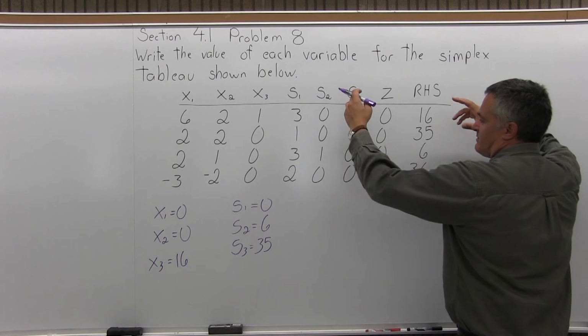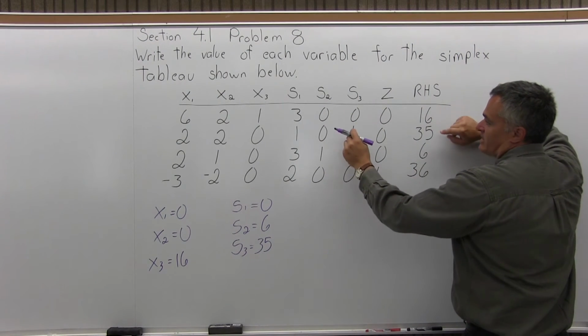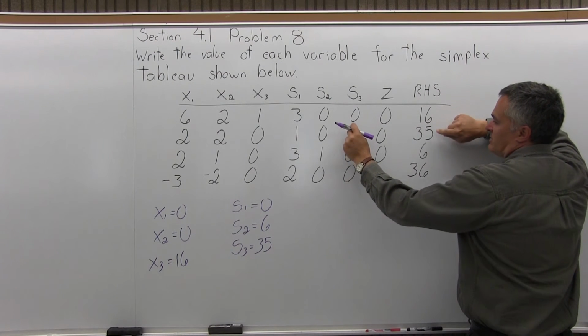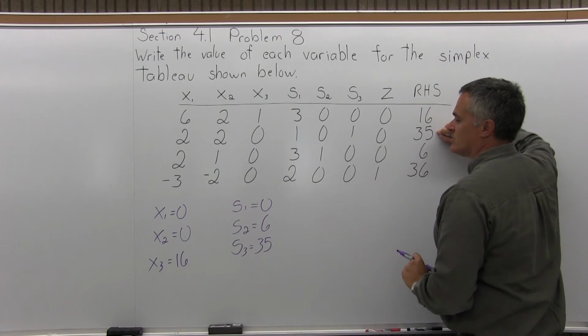And again, it's because in the S3 column, it has all zeros and a single one. And at the same height of that 1 in the RHS column is 35. That's why S3 is 35.